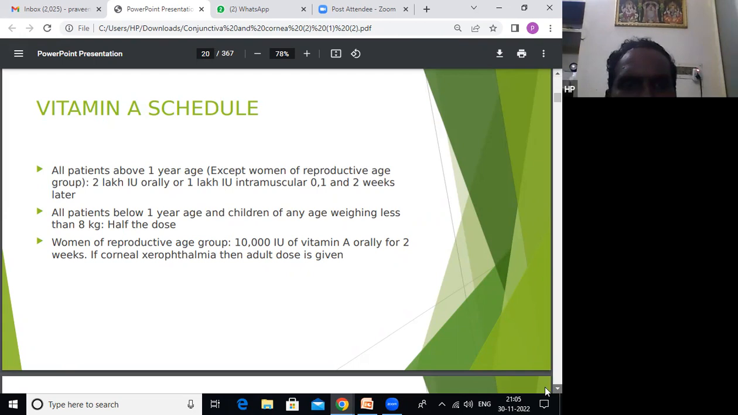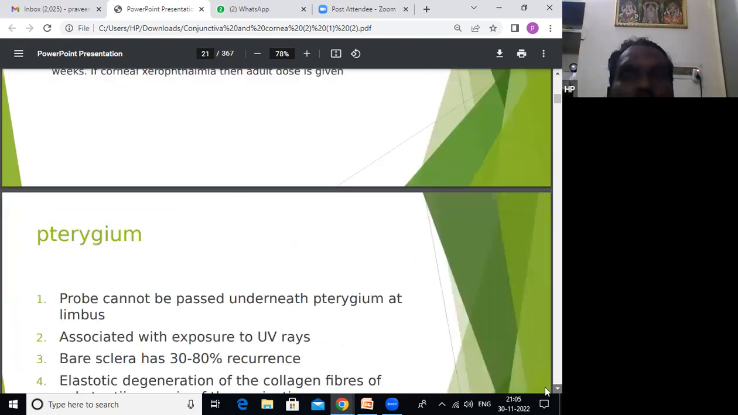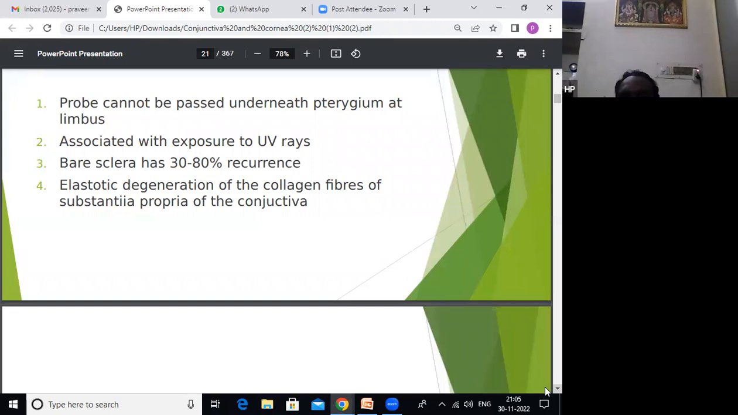Okay. Then pterygium, there are so many questions that can be asked with pterygium. So the important question is, pathologically, a pterygium is what type of degeneration? Fibrous degeneration, hyalinic degeneration, elastotic degeneration. So the answer is fibroelastic degeneration. That is one important question.